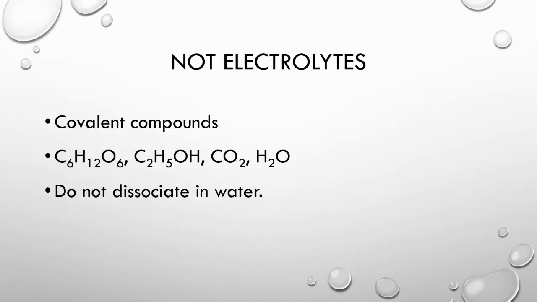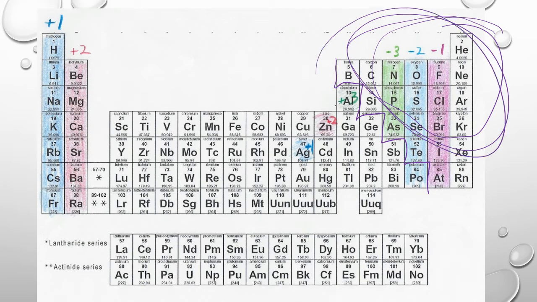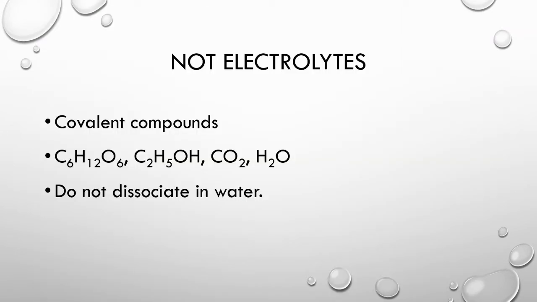Okay, so non-electrolytes, therefore, are covalent compounds. So things that come from this area of non-metal, non-metal. And remember, hydrogen actually is a non-metal. So anything with carbon hydrogen is not going to dissociate in water, and therefore it's not going to have charged species and therefore not be an electrolyte.